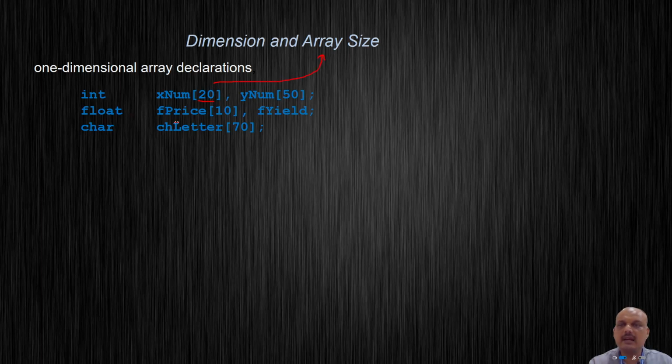Similarly, I have a floating point array called fprice, which again is of dimension 1 because there is only one dimension or one index. And what is the size of this array? The size of the array is 10. Similarly, you can have a character array chletter, and the size of the array is 70, whereas the dimension is 1. So all the examples given here are that of a one-dimensional array.